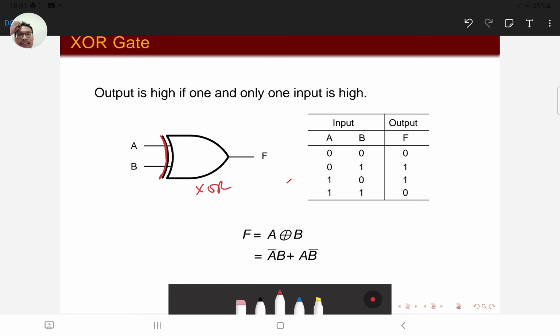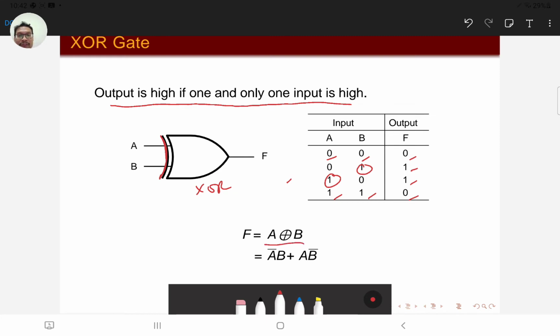So let's have a look at the truth table of an XOR. An XOR output is high if one and only one input is high. So we can see here that if it's 0, 0, then the output is 0. If it's 1, 1, the output is also 0. If either one of the inputs is high, only then do we have a logic 1 on the output.